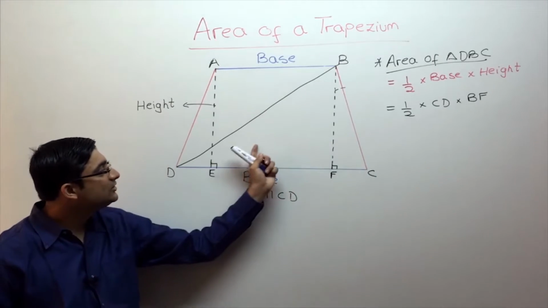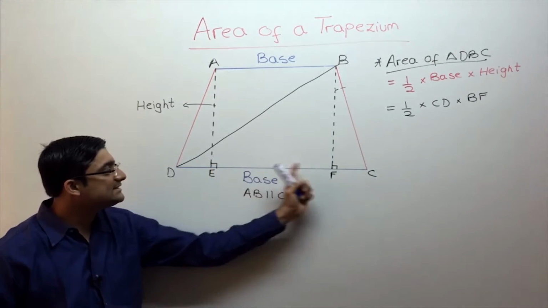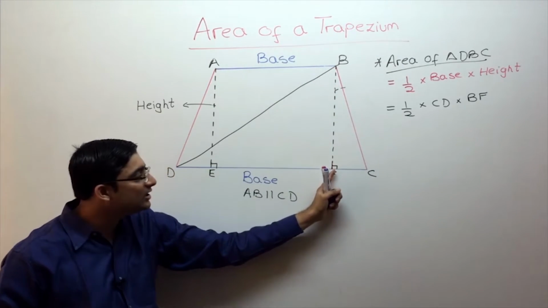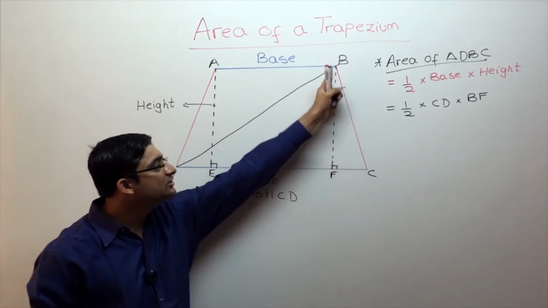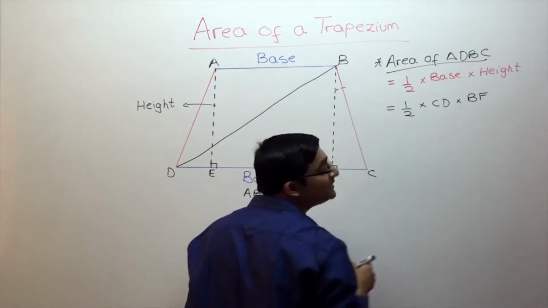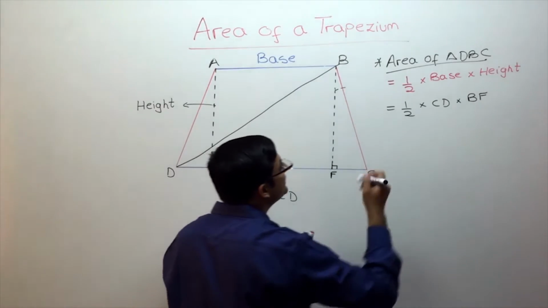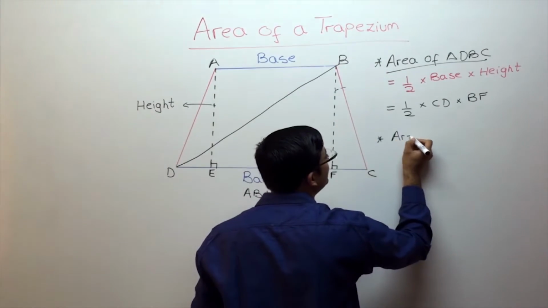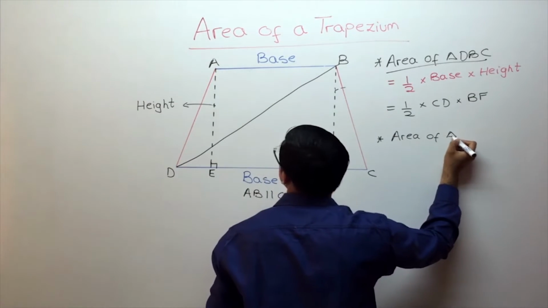So for this triangle DBC, base is CD. What is the height? From B onto the base, the perpendicular. Here BF is the perpendicular, so BF is the height. So half CD into BF. This is the area of triangle DBC. Similarly, let's get the area of triangle DAB.